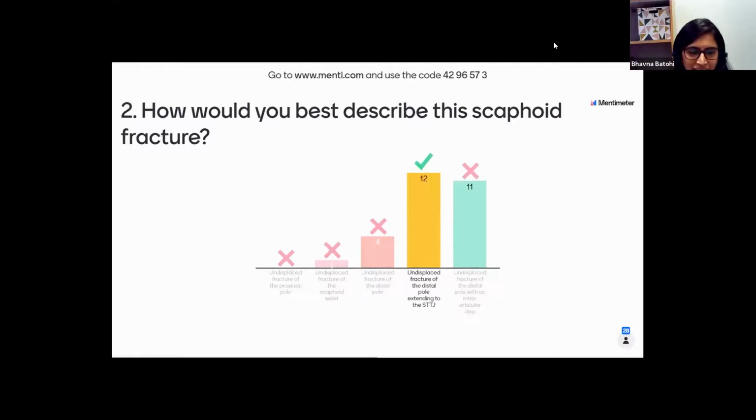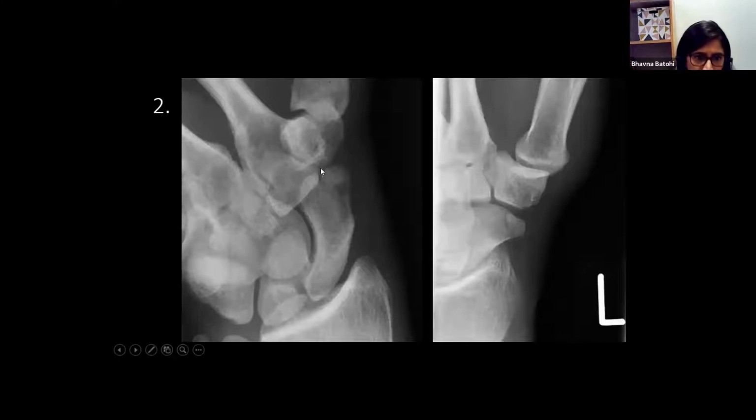Brilliant. So the third option, undisplaced fracture of the distal pole, is correct as well. But the fourth option is more descriptive because it includes the involvement of the joint as well. So that's why this is a better description of the fracture. And some of you have also chosen the option with an intra-articular step. There is a tiny intra-articular step here, but I think that would be less than 2 millimeters. So I wouldn't consider that to be significant enough to need to include in the report. Obviously, I have not given you a measurement here.